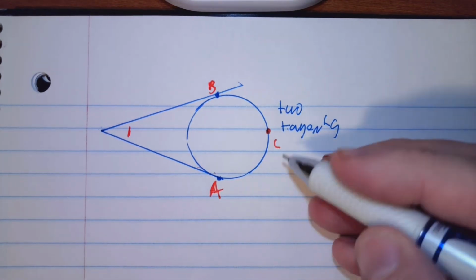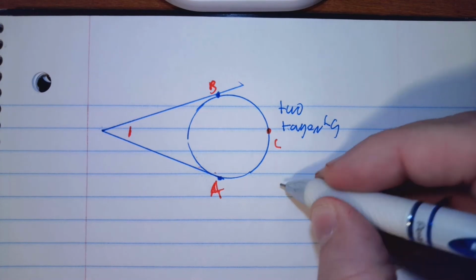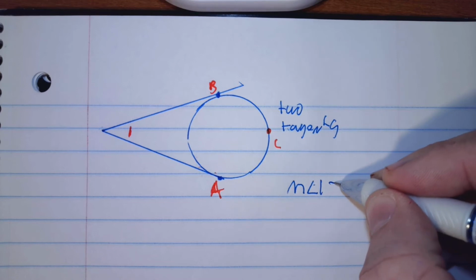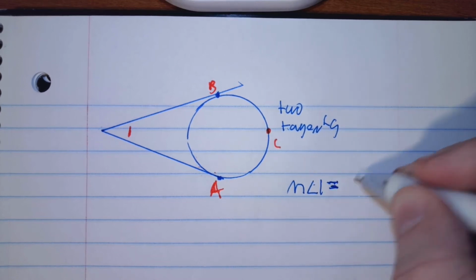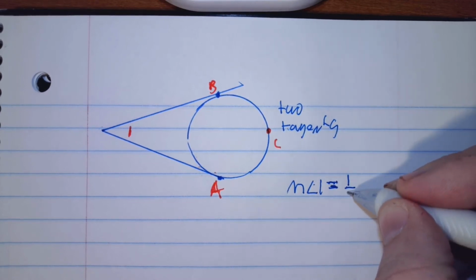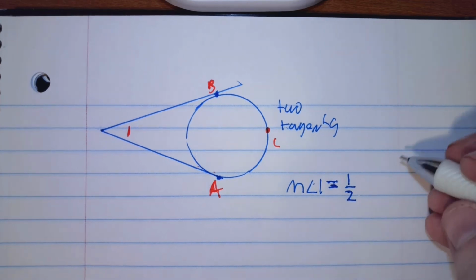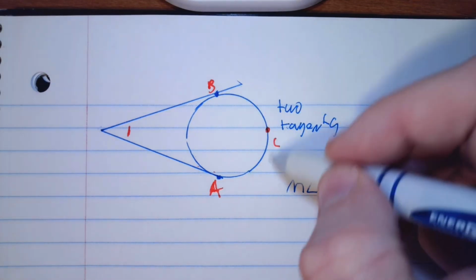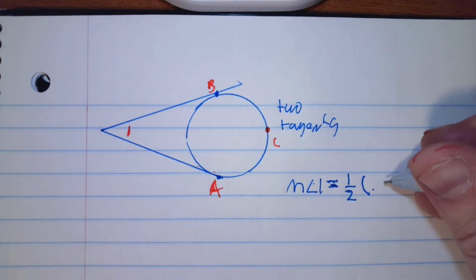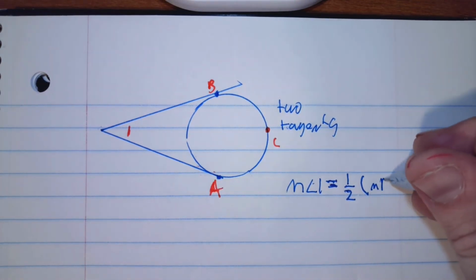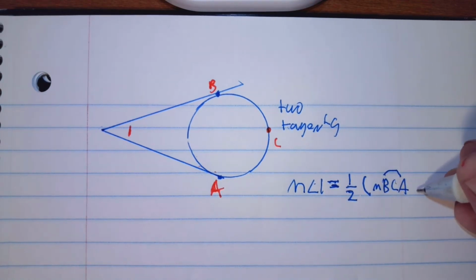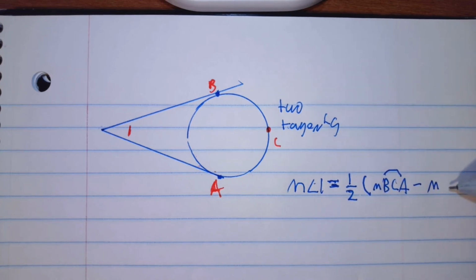So the formula here is going to be the measure of angle 1 is going to be equal, because we're dealing with numbers, 1/2 the measure of, and it's going to be the big one, the measure of BCA minus the small one, measure of BA.